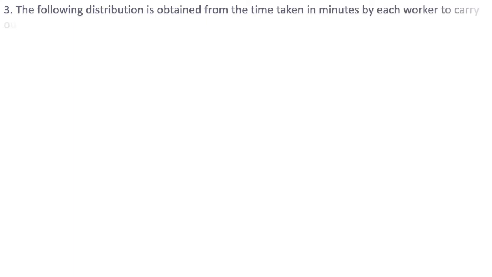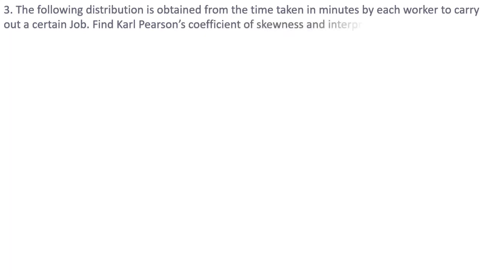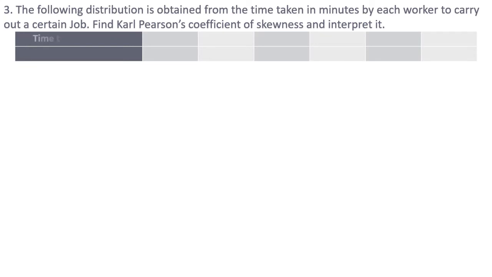The third question is the following. The distribution is obtained from the time taken in minutes by each worker to carry out a certain job. Find Karl Pearson's coefficient of skewness and interpret it. Okay, so what we need to do here is find Karl Pearson's coefficient of skewness and then interpret it. Now, the data given here is time taken in minutes and number of workers is frequency.